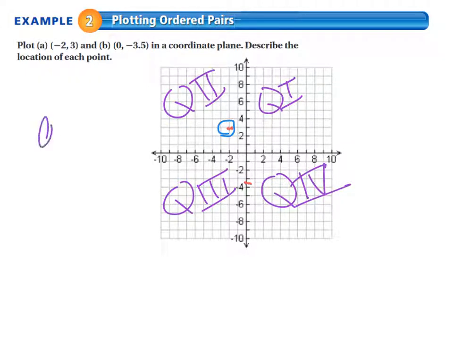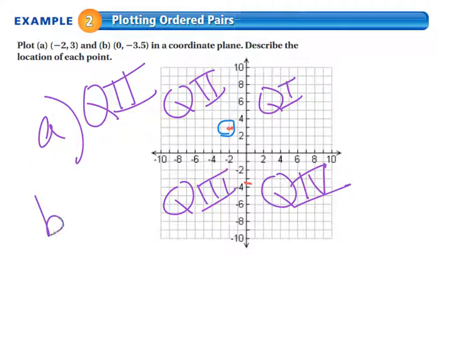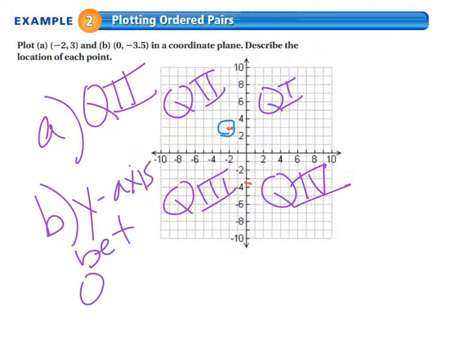So A is in quadrant 2, and then B we can say it's on the y-axis. And if you wanted to, you could say it's between quadrant 3 and quadrant 4. That's how you describe the location on a coordinate plane.